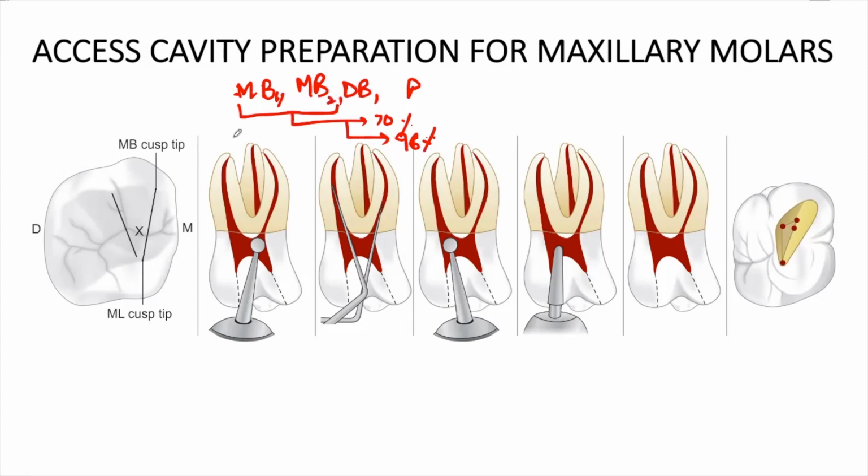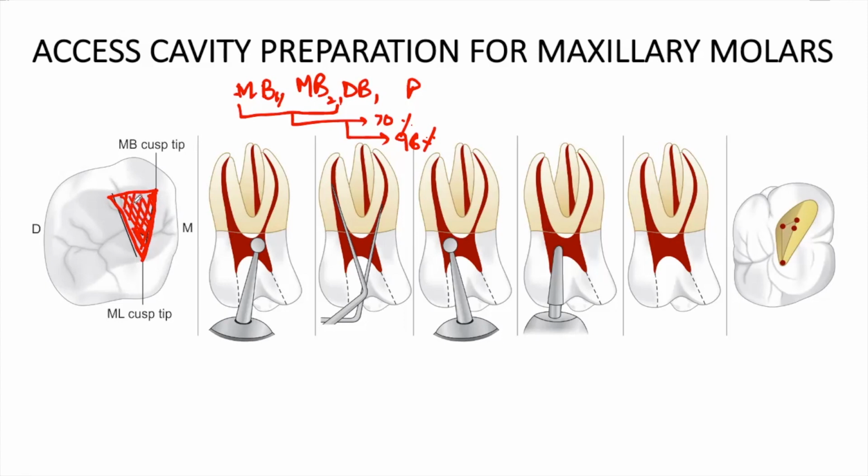To gain access to the maxillary first molar, first we need to determine the mesial and distal outline so as to avoid unnecessary cutting of the tooth structure. The mesial outline of the pulp chamber is the line connecting the mesiobuccal and mesiopalatal cusps. So this is the mesiobuccal cusp, this is the mesiolingual cusp. The line joining these cusps is the mesial boundary line, and the distal boundary is the oblique ridge. This is the boundary, and the area of access cavity preparation is limited to that area.